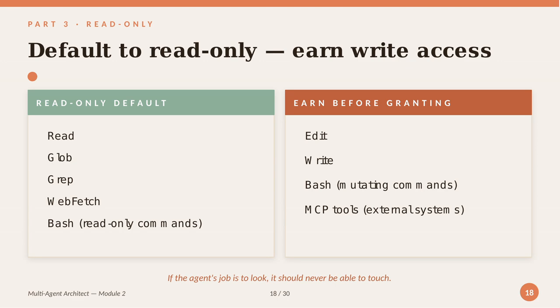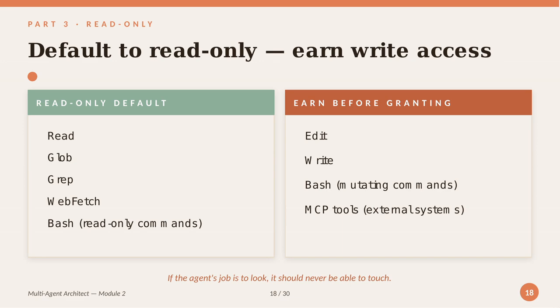Each one of these is a separate permission you're consciously granting. The cleanest version of this rule: if the agent's job is to look, it should never be able to touch. Pull a string out of a log: read only. Refactor a function: earn the write access. Run tests: read only bash with the test command pinned.